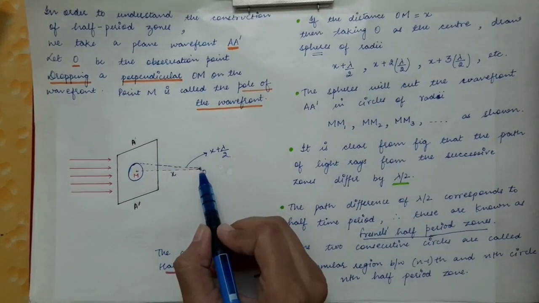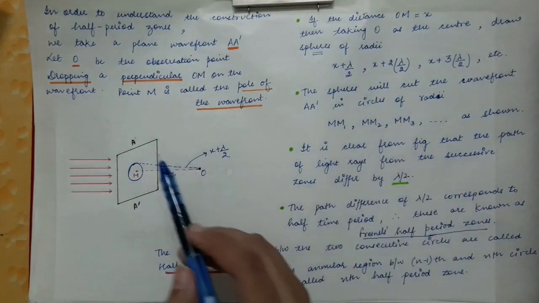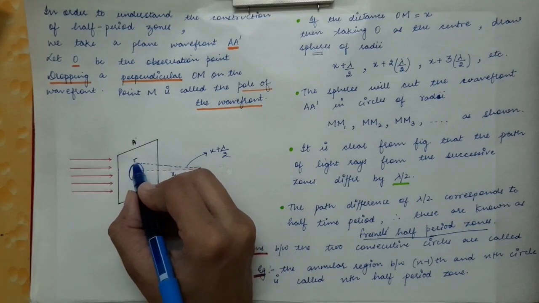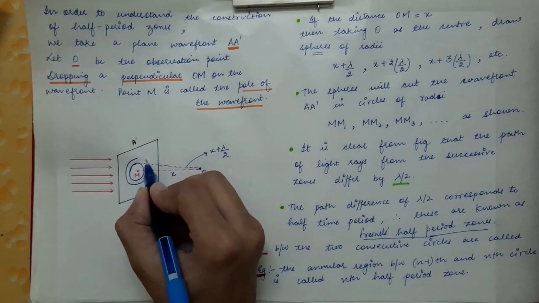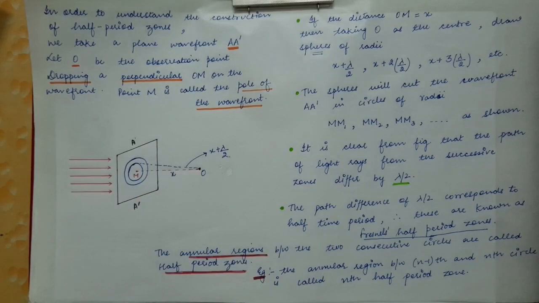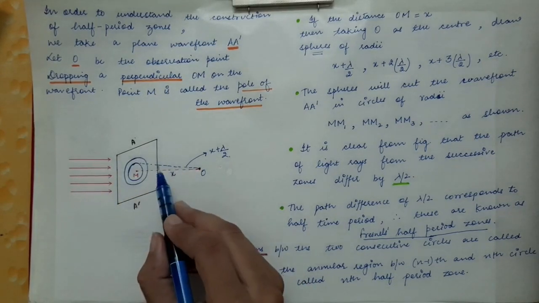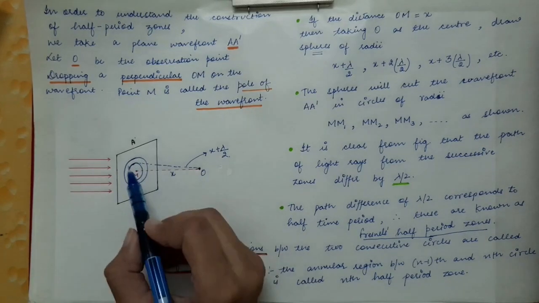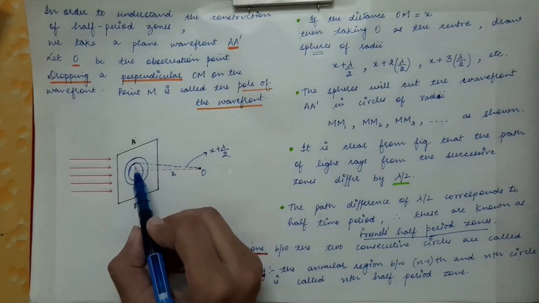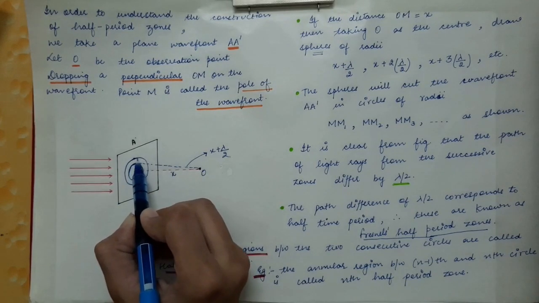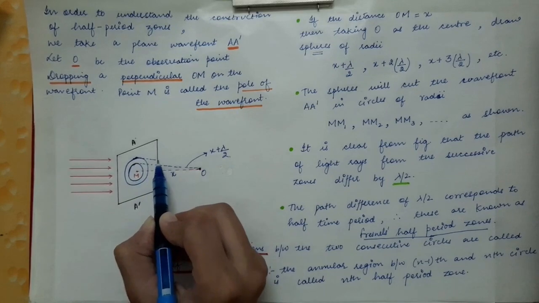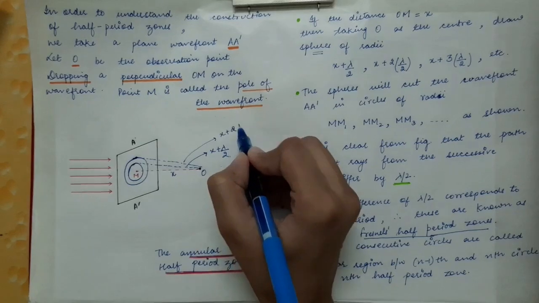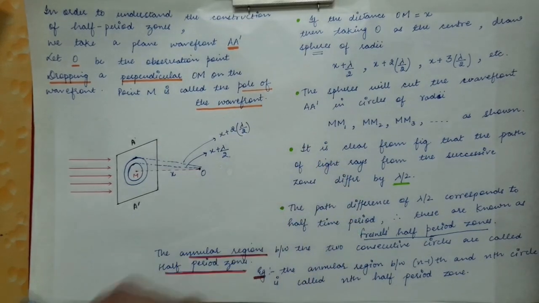When you do so, you will see that the sphere will cut this plane wavefront, again in a circle. So the intersection will be a circle. That sphere and the plane wavefront intersect with each other, and the intersection is a circle. The radius of this circle will be greater than the previous radius. The distance of this circle from the observation point will be equal to x plus 2 lambda by 2.